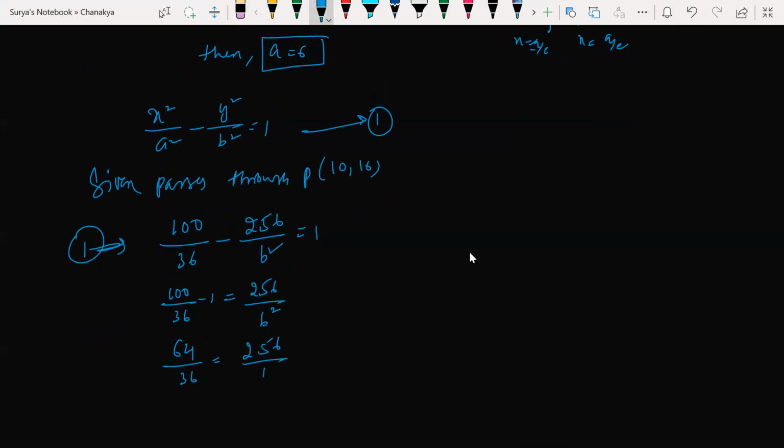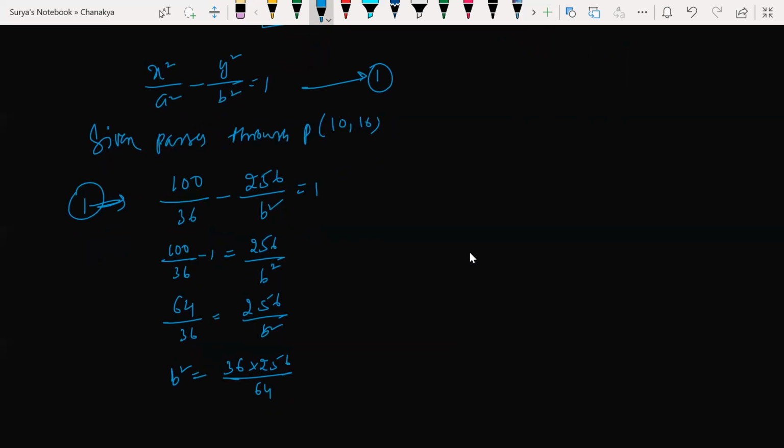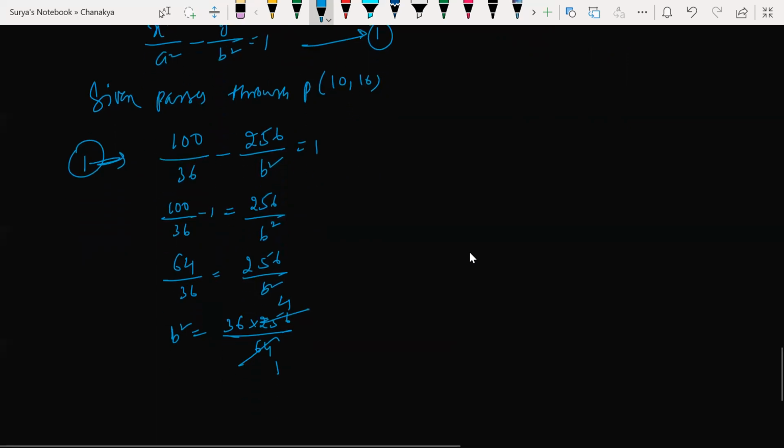by b square. So b square value is going to be what now? 36 into 256 divided by 64. So what is the b square value going to be? 64 ones, 64 fours, correct? Yes or no? So 36 into 4 how much? 144. B square value I got this much. Okay people? Yes or no?